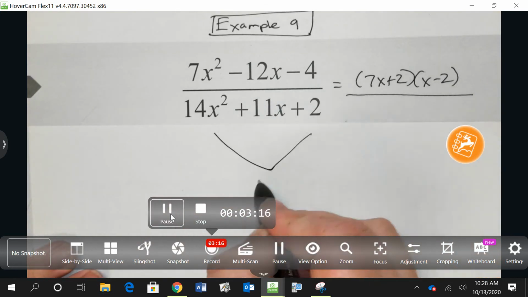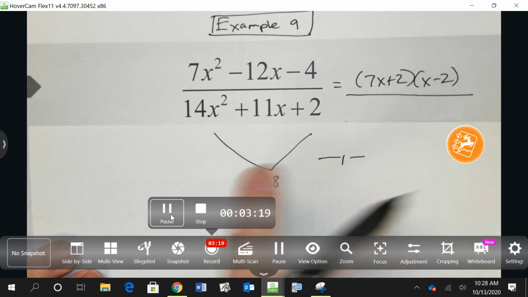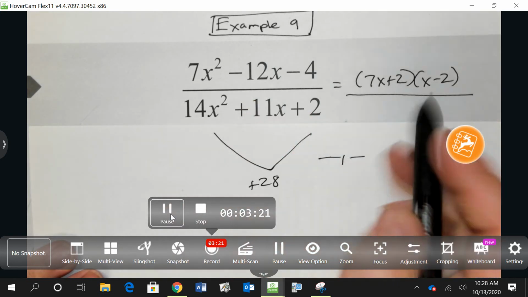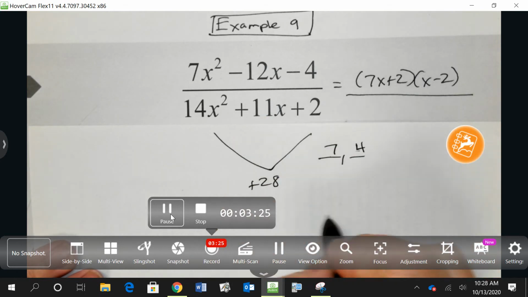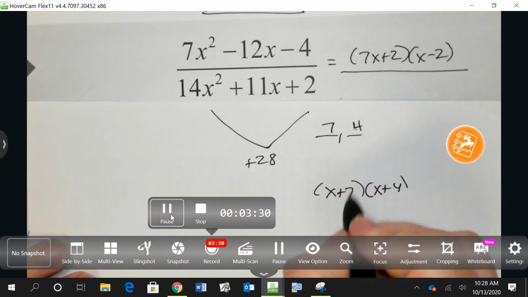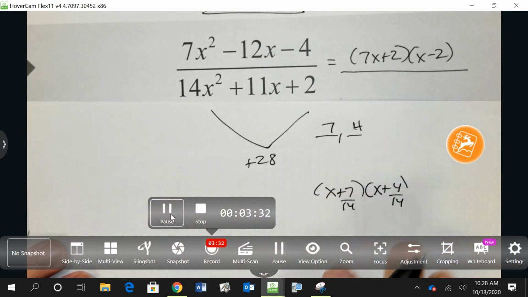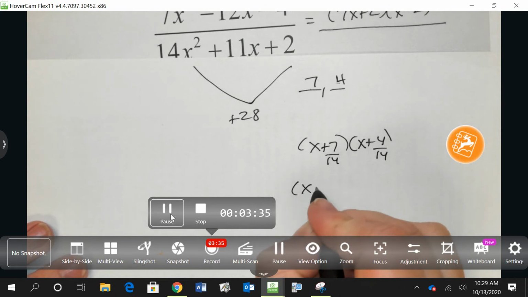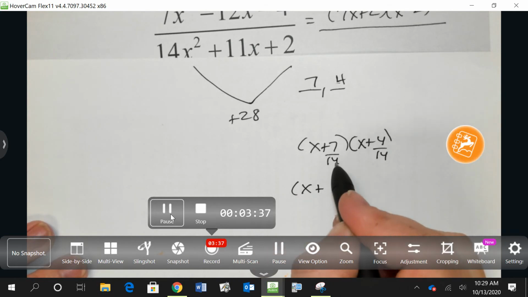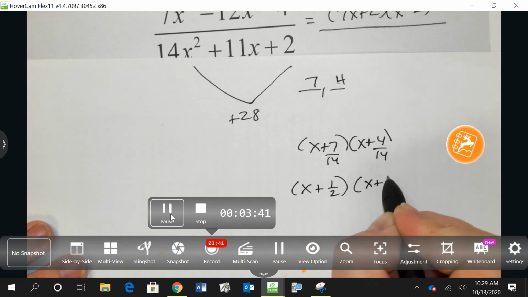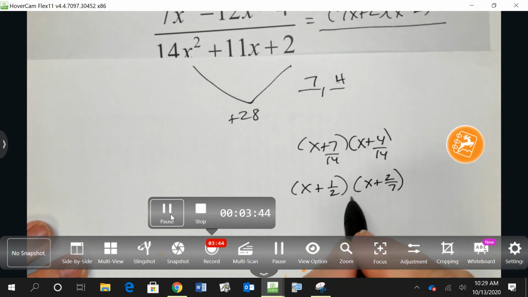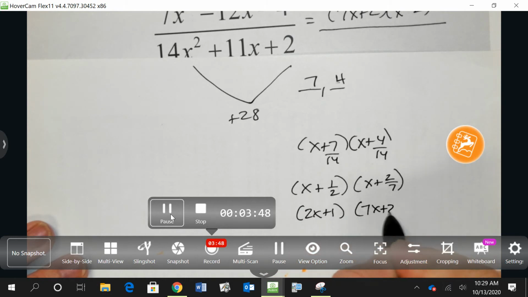14 times 2, again, is 28. Finding two numbers that multiply to give us 28 and combine to give us 11. 7 and 4 combine, both positive, and multiply. X plus 7 and x plus 4. Because it's different than a 1, 14 has to go underneath. Be careful when reducing this. I'll oftentimes see students say 2 here. No, it's 1/2. And both even, so I'm going to divide by 2 and divide by 2. And now push up. 2x plus 1, bottoms up, 7x plus 2.